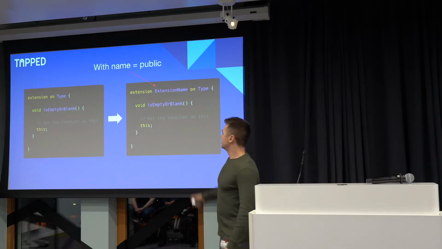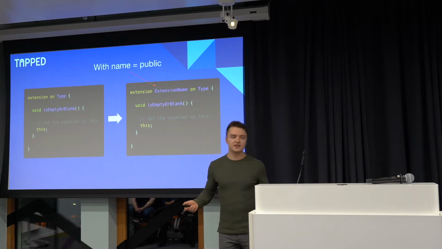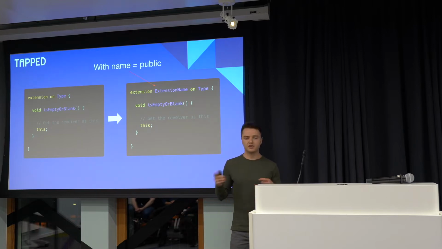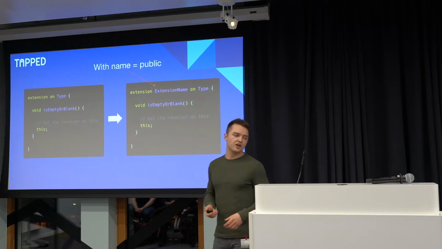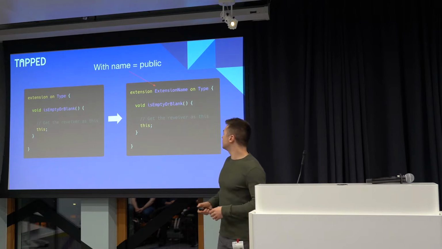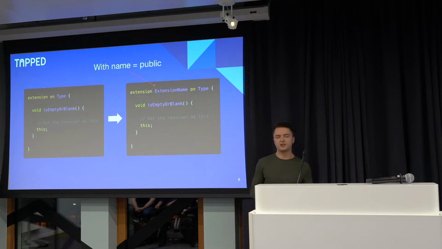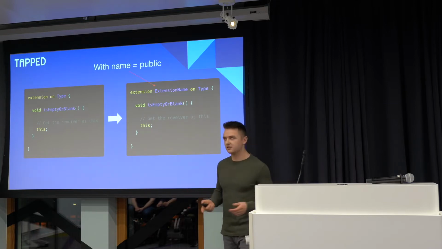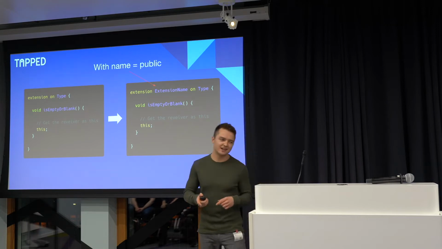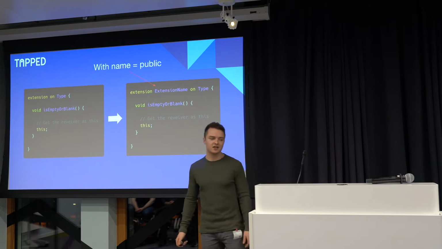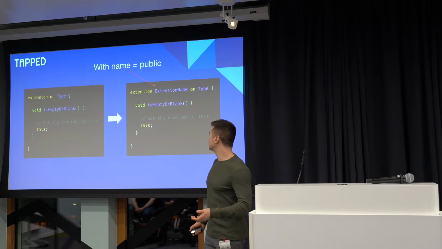If you want your extension functions to be public, so you can access them in another class or file, whatever, you have to give them a name. I think it's a good practice to suffix them with Extension, so for example StringExtension, BoolExtension, FutureExtension, whatever.